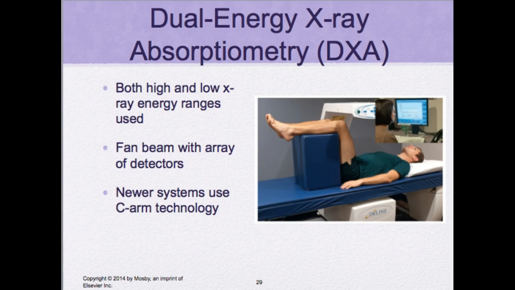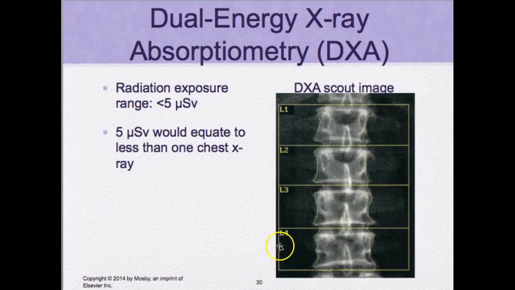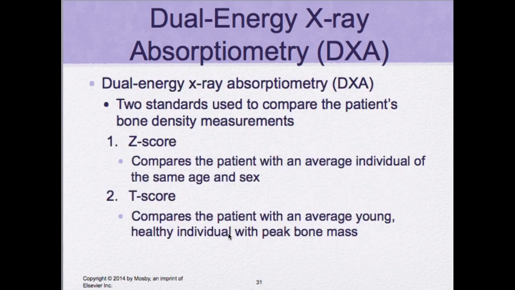Dual energy, this is the unit here, and the patient lays with their knees up on a block so that the spine is flat up against the table. Both high and low energy ranges are used. A fan beam array. Newer systems use C-arm technology. And this is what the DXA Scout looks like, and you're going to line up the lines between each disc space. So as you can see here, you're going to go through each disc space and have it perfect. You can angle these also so that you're going through the disc space properly.